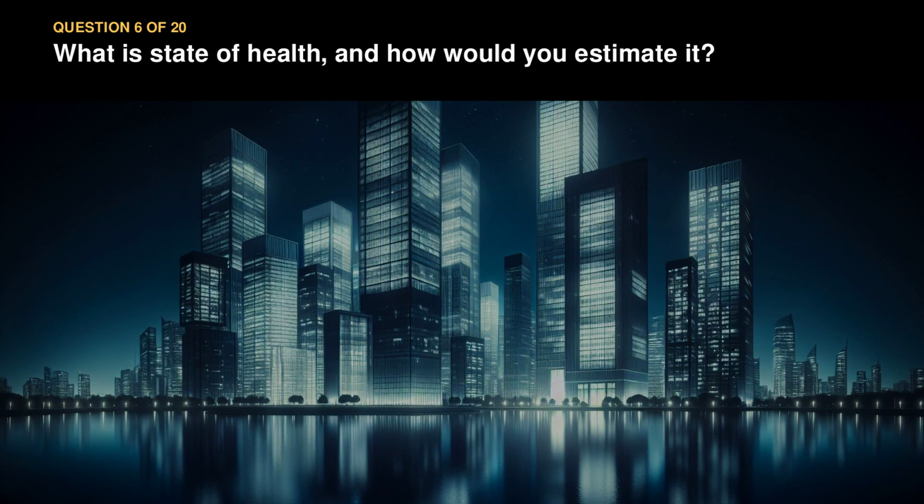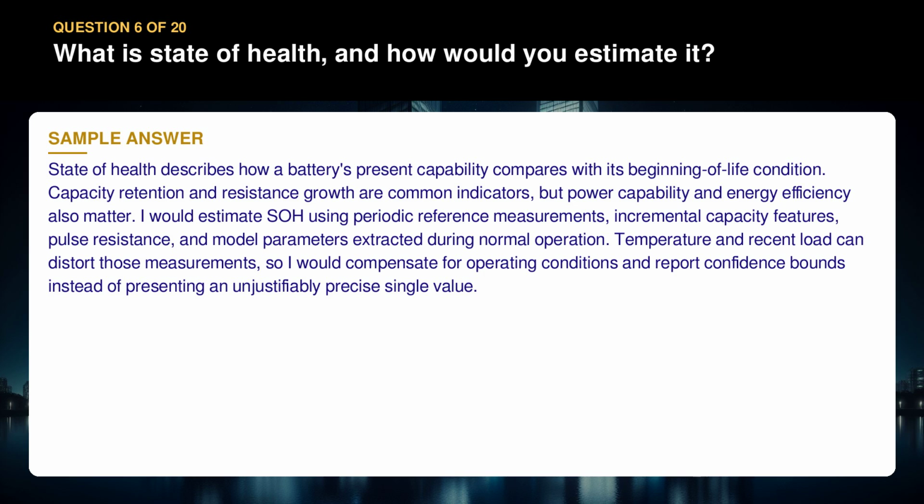Question 6. What is state of health, and how would you estimate it? State of health describes how a battery's present capability compares with its beginning of life condition. Capacity retention and resistance growth are common indicators, but power capability and energy efficiency also matter. I would estimate SOH using periodic reference measurements, incremental capacity features, pulse resistance, and model parameters extracted during normal operation.